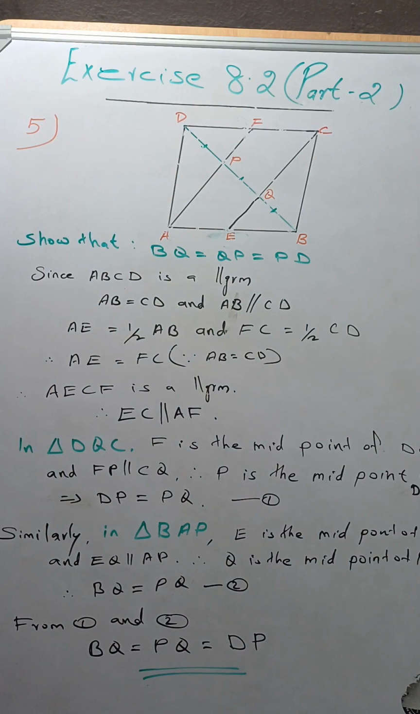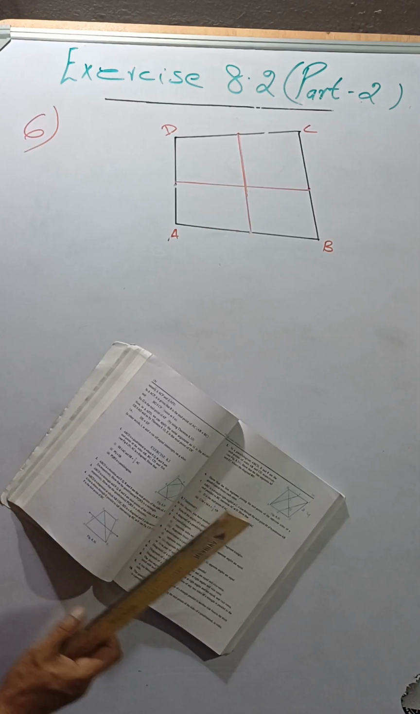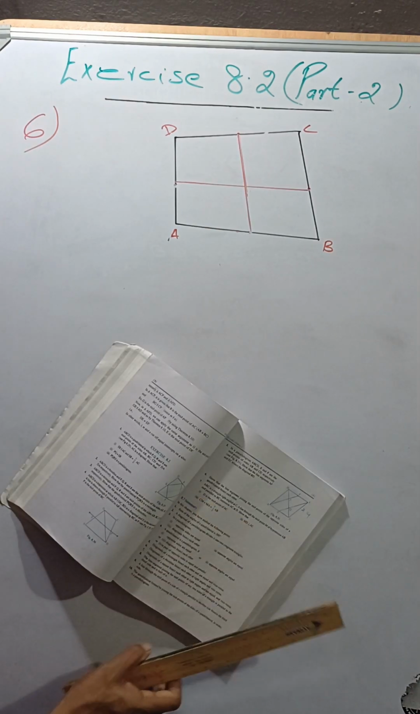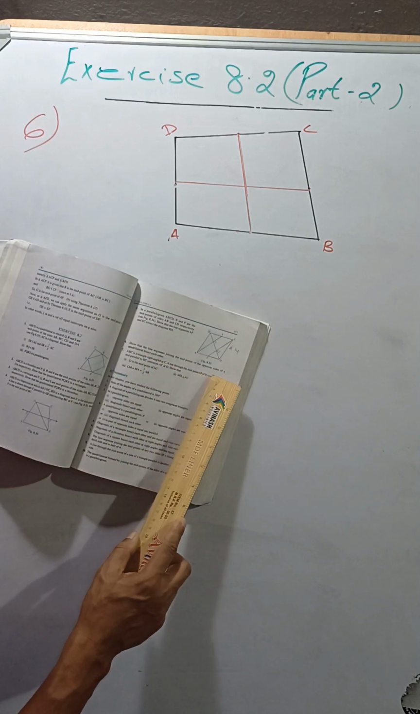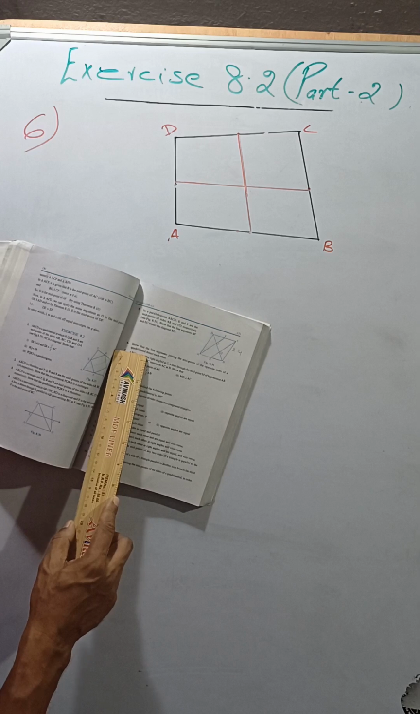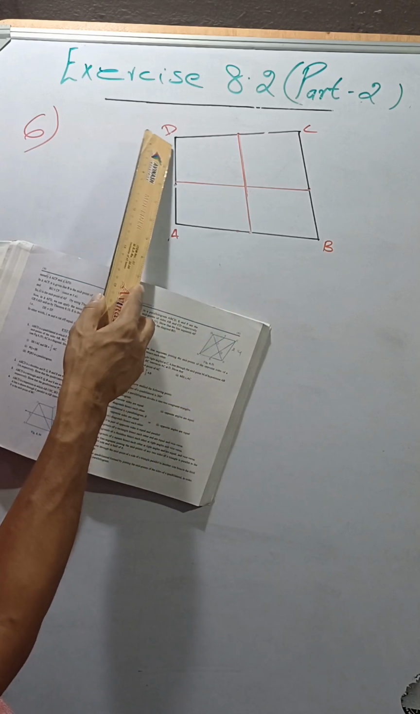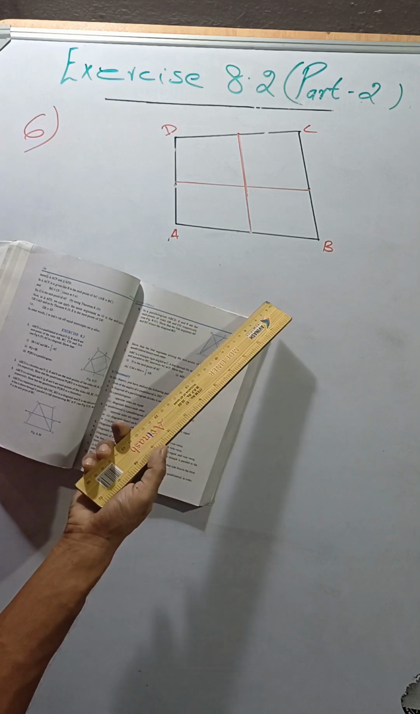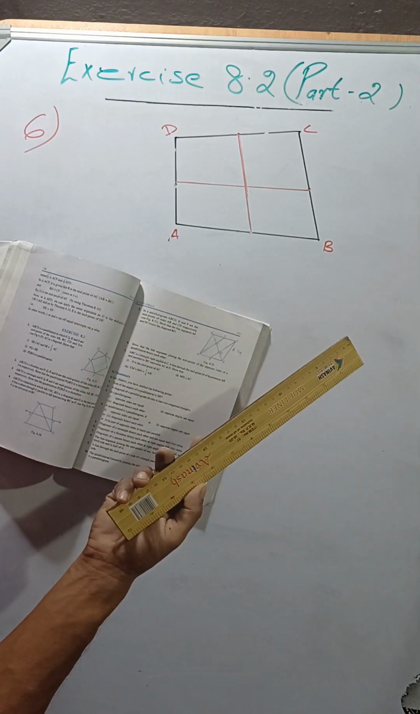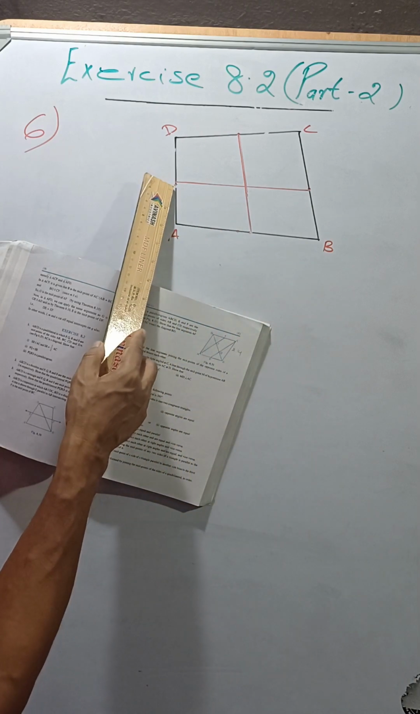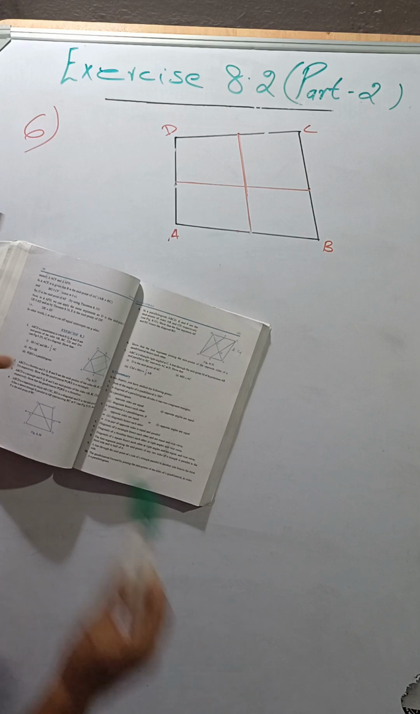Now let us go to question number 6. Show that the line segments joining the midpoints of the opposite sides of a quadrilateral bisect each other. A simple quadrilateral is given. It is not given that it is a rectangle or square. It is a simple quadrilateral. Joining the midpoints of the sides.